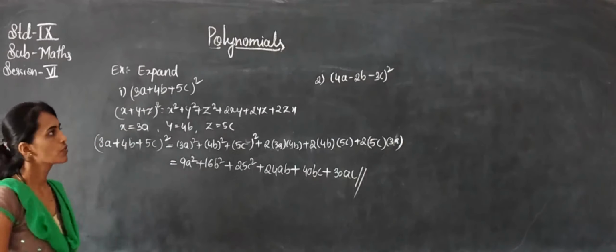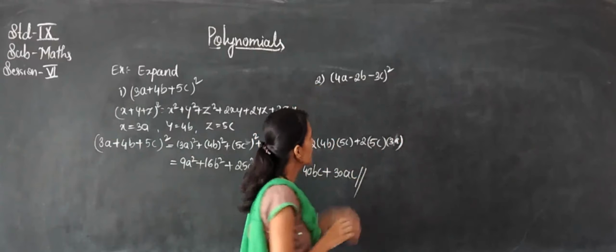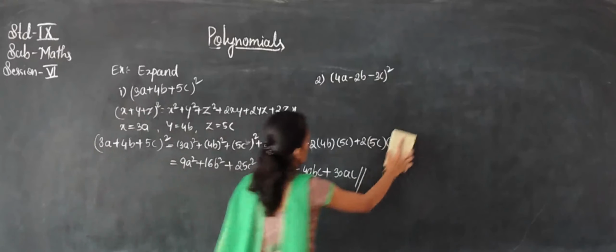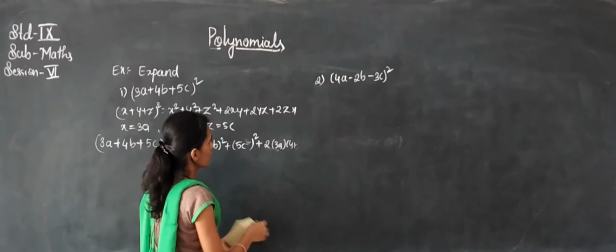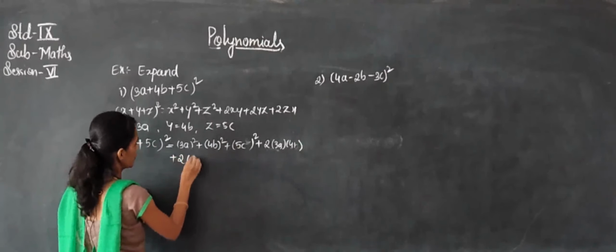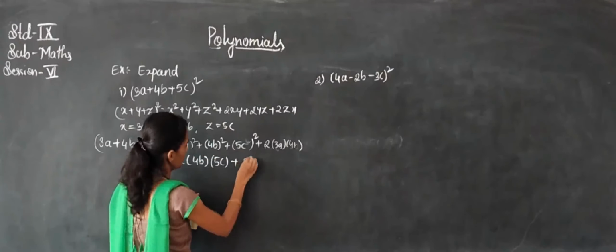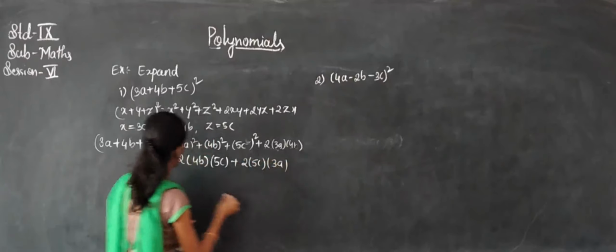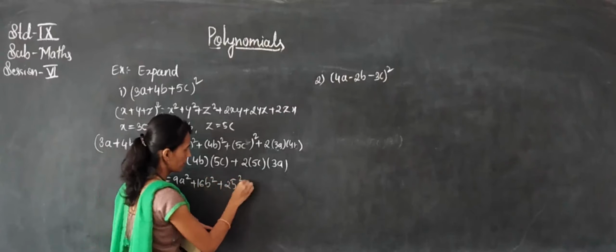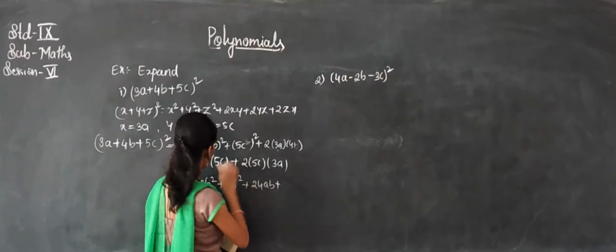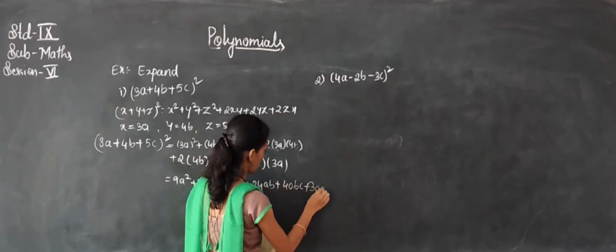Good. So I will draw this. So we go for the next example, that is (4a - 2b - 3c)². Here also we will expand with the help of the identity. So I will have this one from here. And then I will continue here. 9a² + 16b² + 25c² + 24ab + 40bc + 30ac.